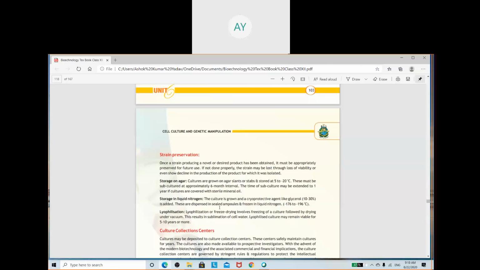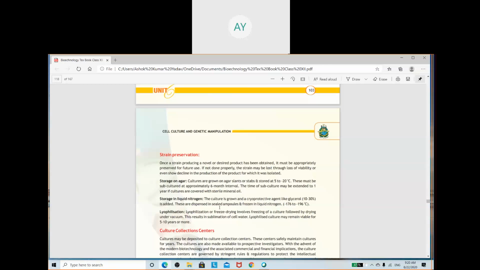Next is lyophilization. Lyophilization, or freeze drying, involves freezing the culture followed by drying. First, you freeze the bacterial culture at minus 10 or minus 15 degrees Celsius, which results in sublimation of the cell water. After freezing, we remove the water. You know sublimation: the conversion of solid ice directly into water vapor. So we remove the water content present inside the bacterial cell at low temperature, and the lyophilized culture may remain viable for 5 to 10 years. How many years? 5 to 10 years.